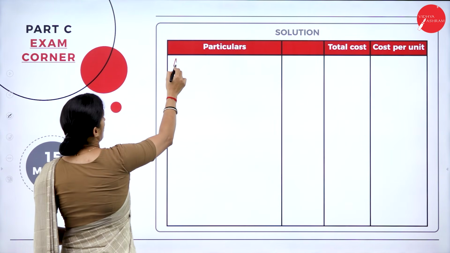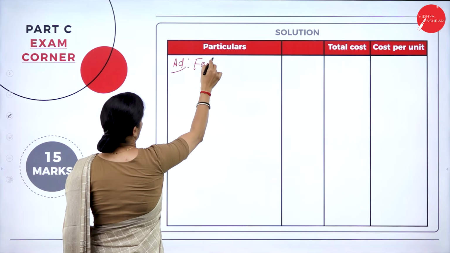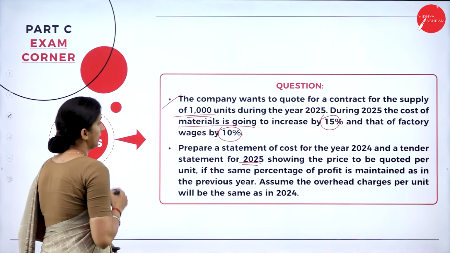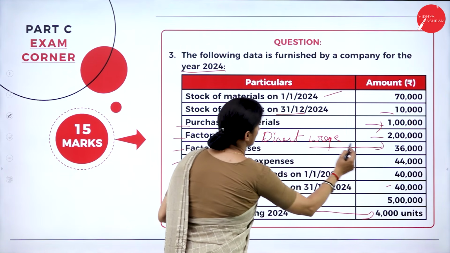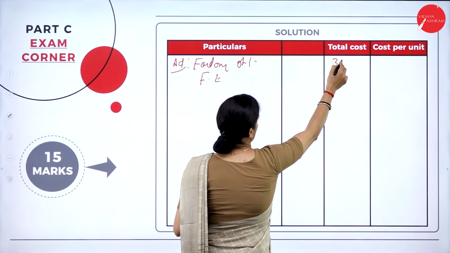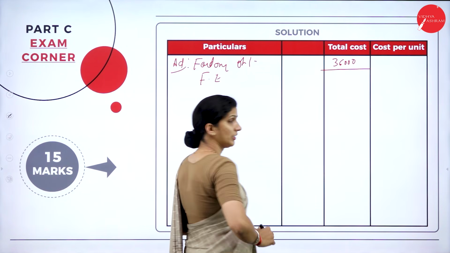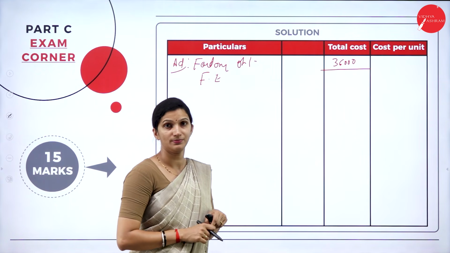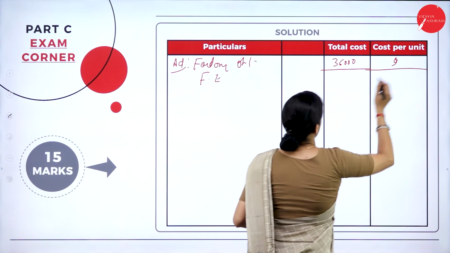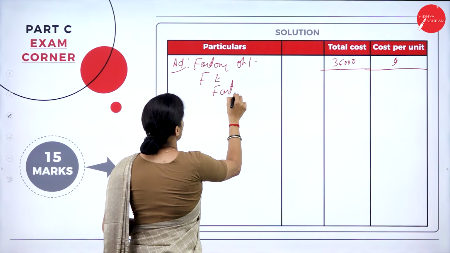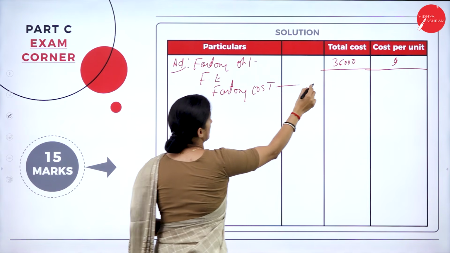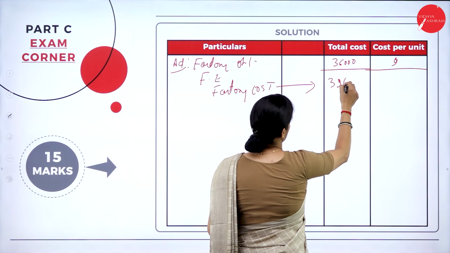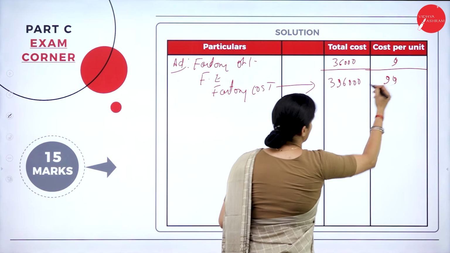Now, after your prime cost, we'll add factory overhead. Here we have factory expenses. In this question, factory expenses are 36,000, which will be added to the prime cost. Your factory expenses per unit rate, 36,000 divided by 4,000, will be 9. So your factory cost comes to 3,60,000 plus 36,000, that is 3,96,000. Per unit it will be 99.